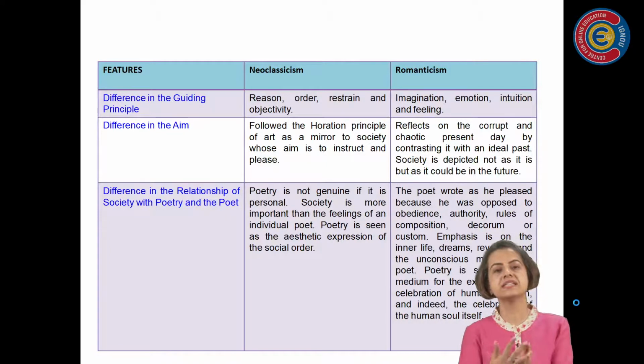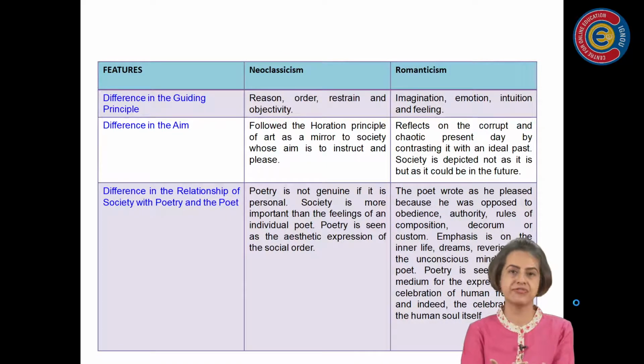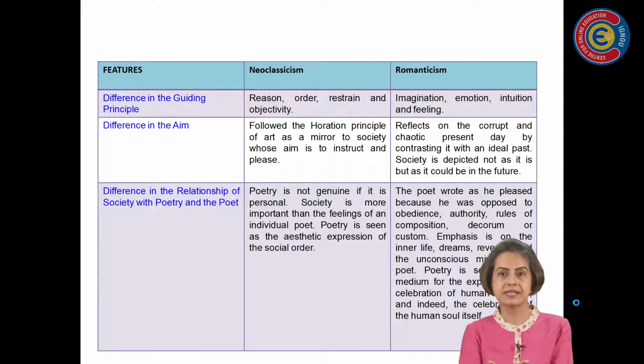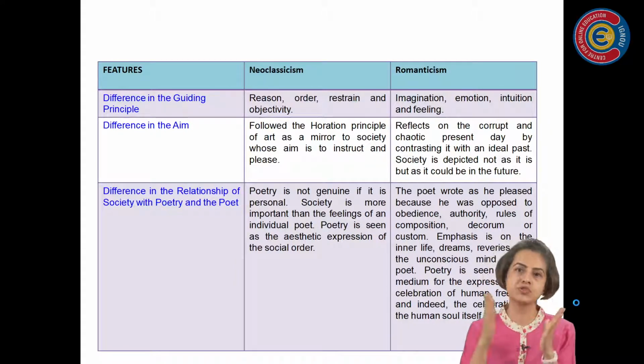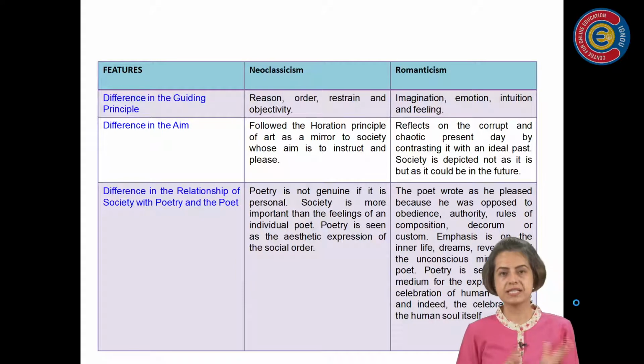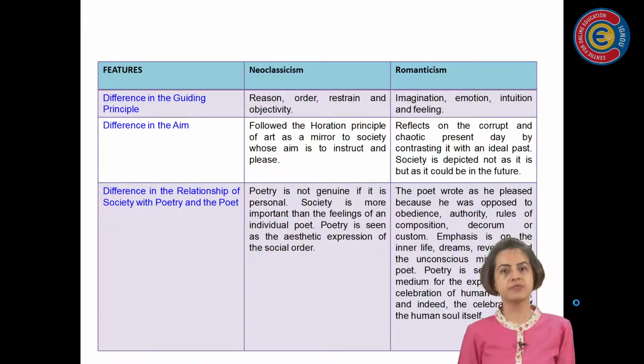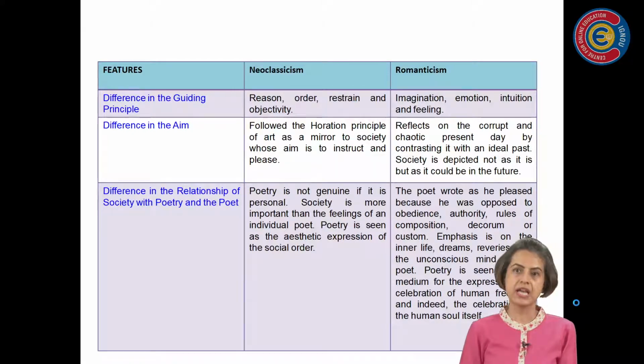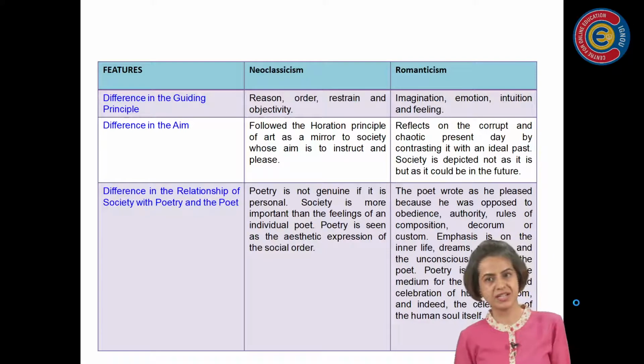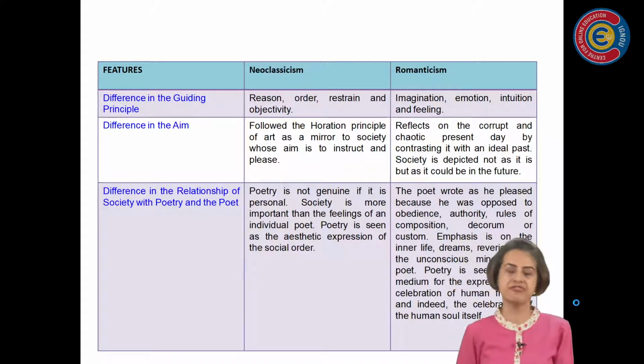Now, one of the easiest ways to understand the difference between Neoclassicism and Romanticism is by drawing a table and listing the features of both. First and foremost, let's talk about the difference in the guiding principle. Whereas in Neoclassicism, the focus was on reason, order, restraint, and objectivity, in Romanticism, the focus is on imagination, emotion, intuition, and feeling.